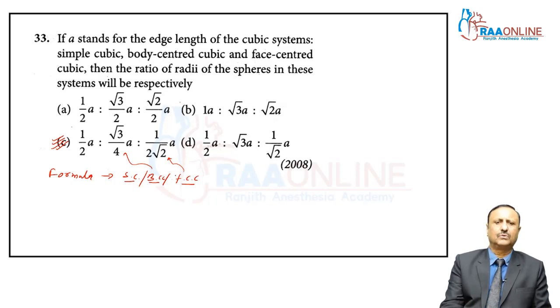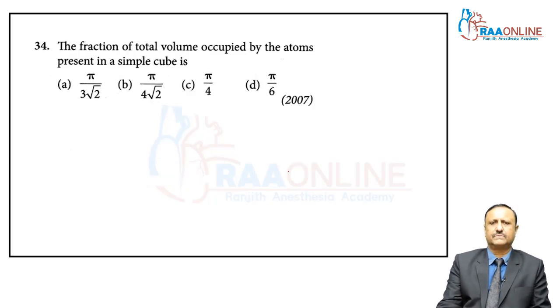Simply, this question checks whether you know the formula or not. So my dear students, first of all learn the formula, know the formula and apply the formula. This question was also asked in NEET 2008. Now my dear students, we go to question number 34. Here the fraction of the total volume occupied by the atoms present in a simple cubic lattice is pi by 6. Here the answer is D.